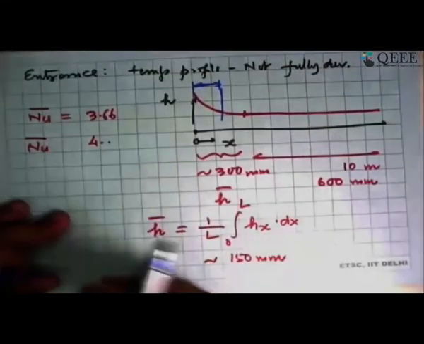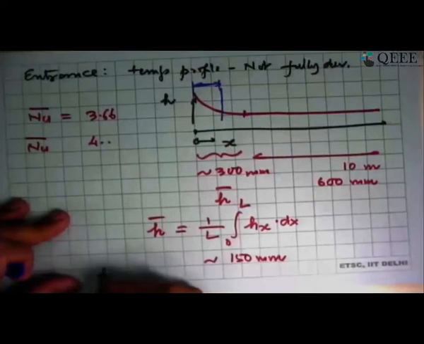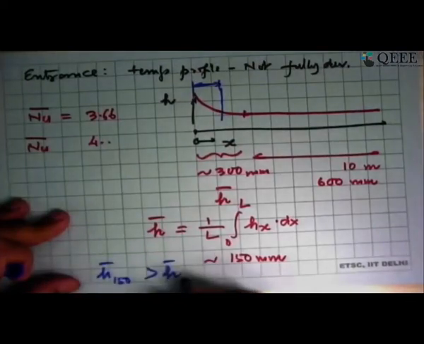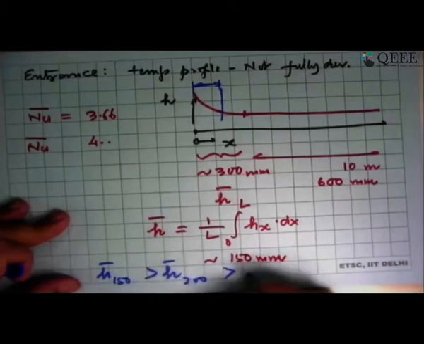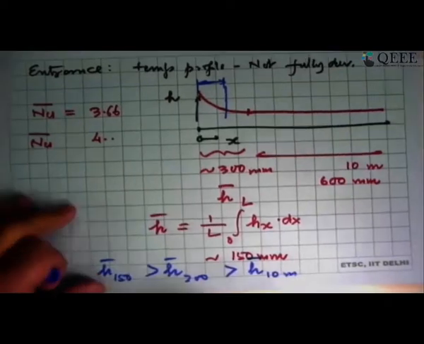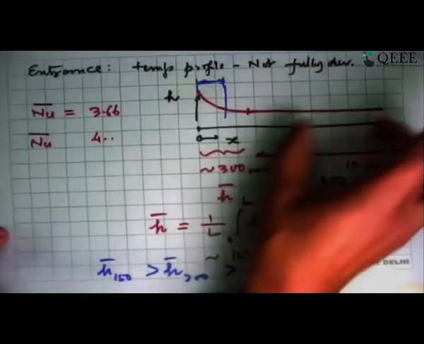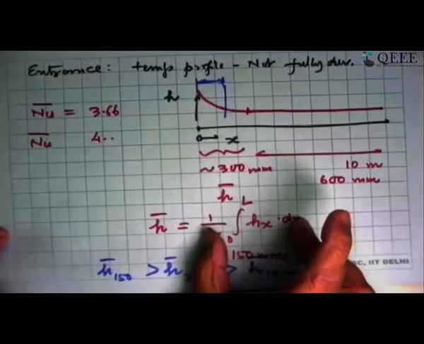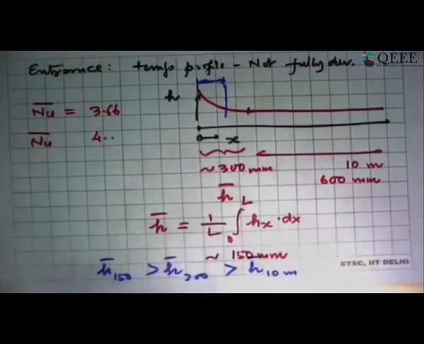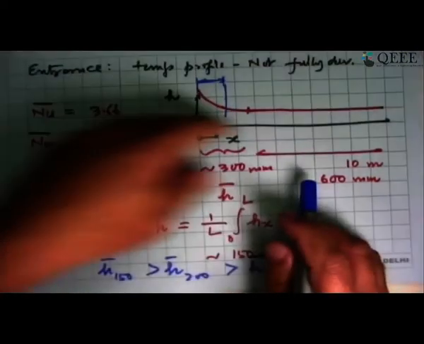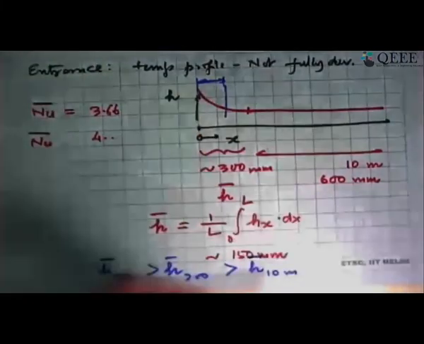There are some relations in literature, we can pull that out and do it. But the fact remains that the average heat transfer coefficient with the 150 mm tube is going to be greater than for the 300 mm tube and greater than for the 10-meter long tube. So it tells you that if possible, instead of making a long tube, maybe break it up and make it into smaller length tubes that are in parallel, provided the mass flow rate through each tube is the same. That may not always be the case.